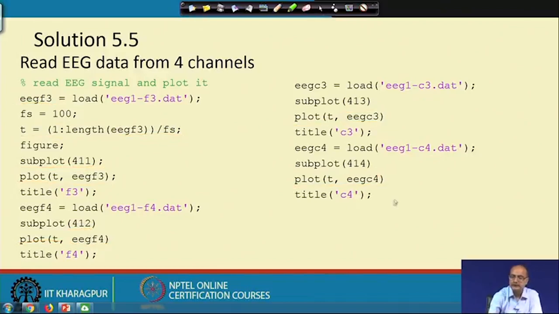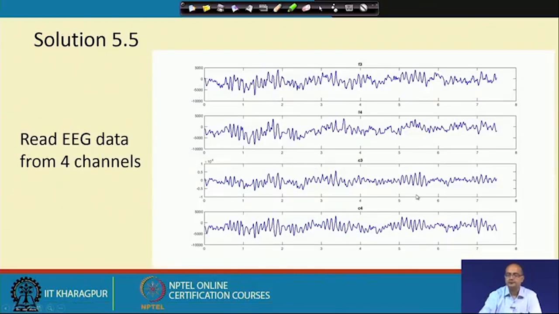Let us see how these four EEG signals look. Here are the signals given one below the other, starting with F3, then F4, then C3 and C4. All the signals seem to be a bit correlated; they have similarity with each other. Now we have to go for the computation of the PSD.